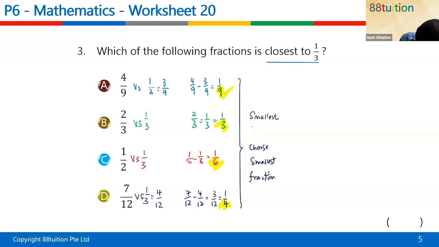You need to have the smallest difference. So you choose the smallest fraction. Okay? So your answer, A, because 1/9 is the smallest fraction. Okay? And 1/9 is option A. Next question.